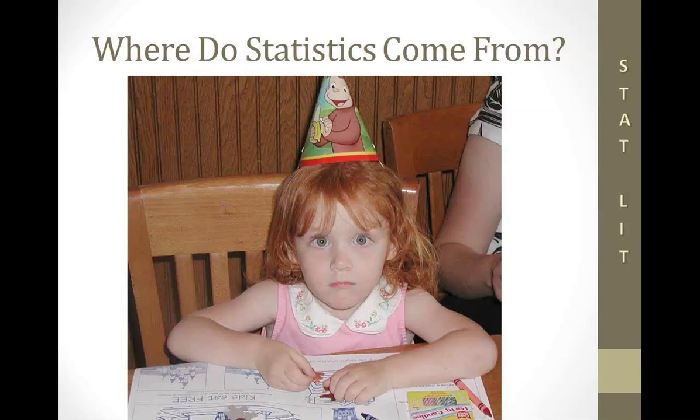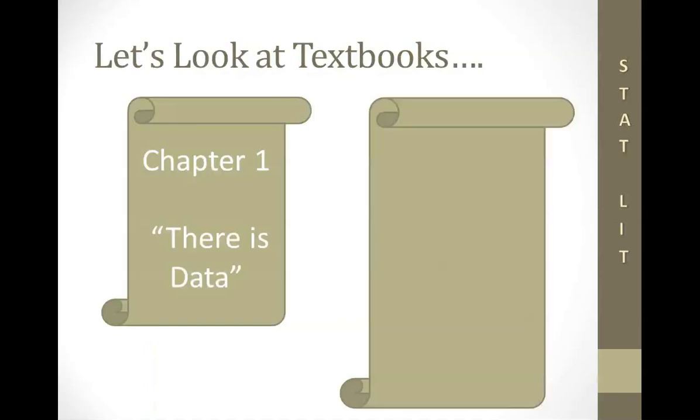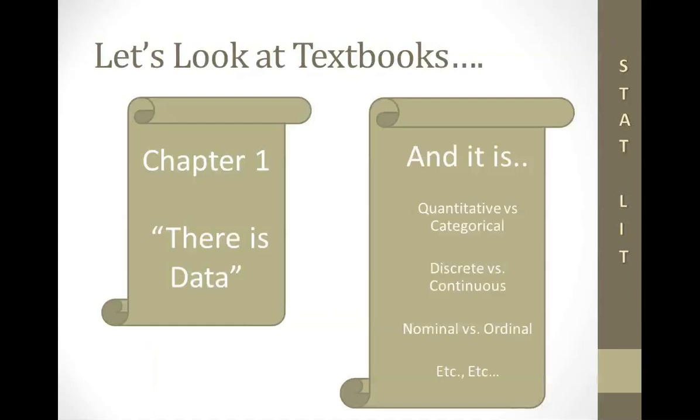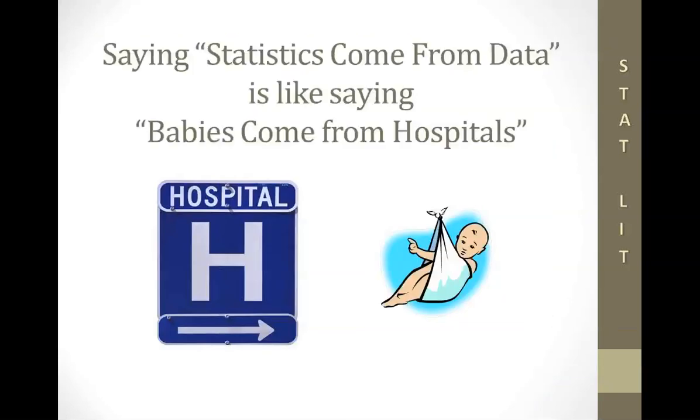And if we look at the traditional stat textbook, chapter 1 oftentimes is there is data. And then we go on from there to talk about whether it's quantitative, categorical, discrete, continuous, and so forth. But we're always starting off with the assumption that statistics start with data. And I like to tell my students that saying statistics come from data is like saying babies come from hospitals.